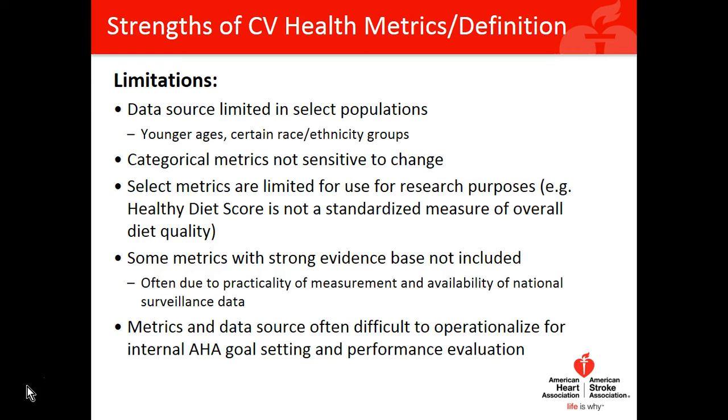Now, select metrics are limited. Lots of people were interested in using aspects of the cardiovascular health score or the cardiovascular health definition for research purposes. But because of the practical nature of them and the interest in being easy to assess and communicate in a clinical setting, oftentimes the healthy diet score and other aspects of the definition are not able to be standardized in a research situation. For example, the healthy diet score is practical recommendations and not a measure of overall dietary quality, such as what we might see in the Healthy Eating Index.